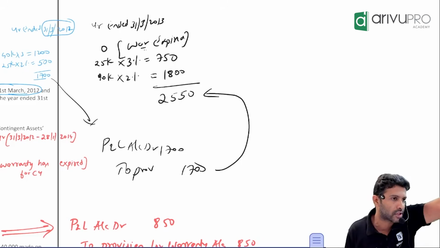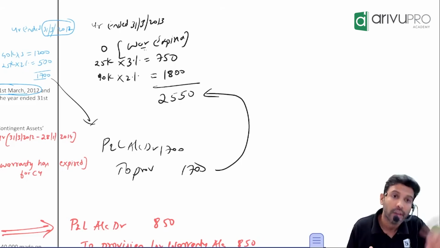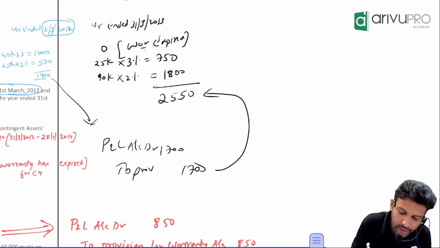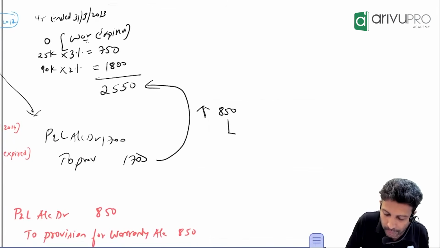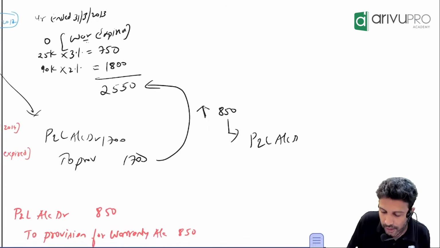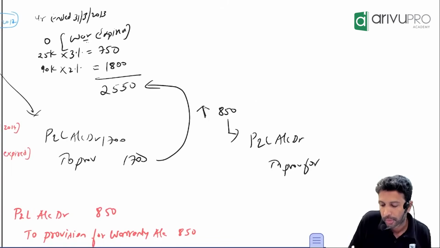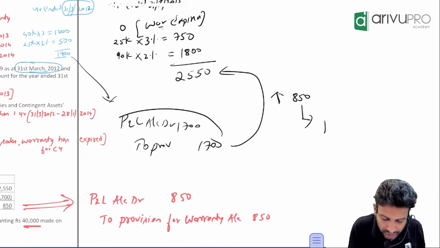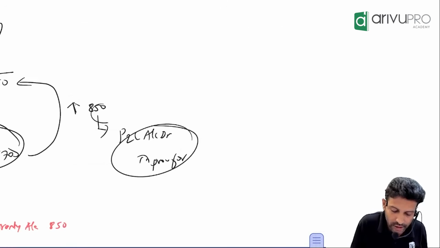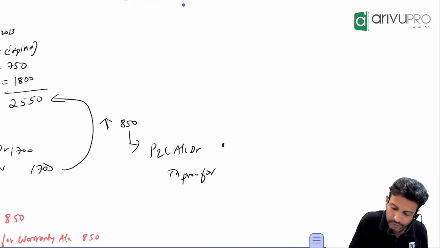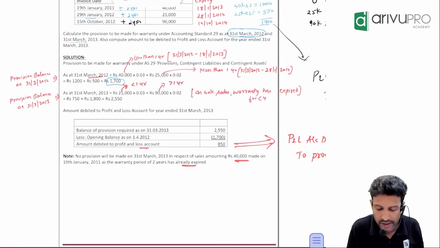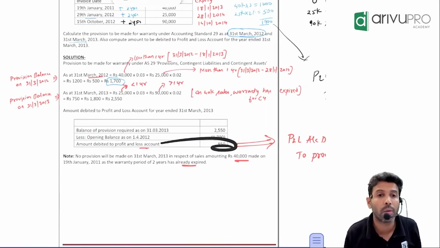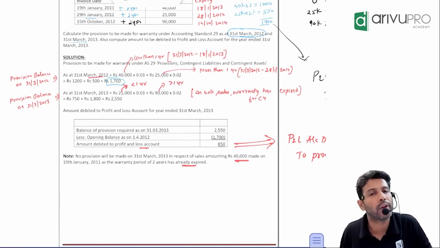We already have 1,700, but we need a total of 2,550. So what do you have to do? Increase or reduce the provision? From 1,700 you have to bring it to 2,550, so you have to increase by 850. For this 850, you will pass the journal entry in the second year: P&L account debit to provision for warranty. In the first year you pass the entry for 1,700, and in the second year you pass the journal entry for 850. That is what they've asked in the question here. Alright people, thank you for your time and patience. Bye bye.